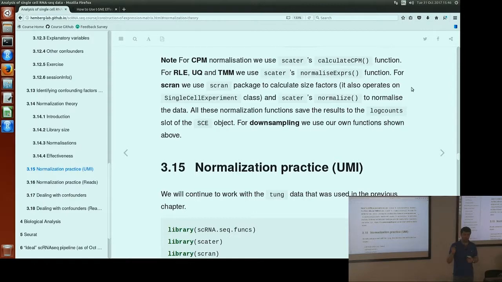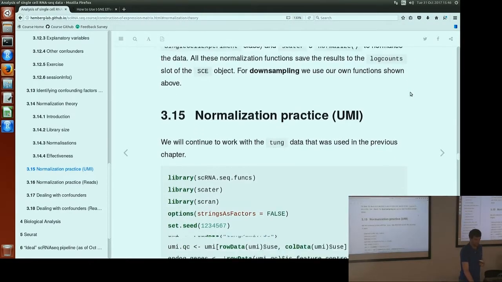Scran and scater are particularly closely integrated, so if we compute the size factors using the scran method, they're stored in the SingleCellExperiment object, then we can apply scater's normalize function to do the normalization, and so that for the user becomes quite convenient. And for downsampling, we can do that, and that's the function we'll use.